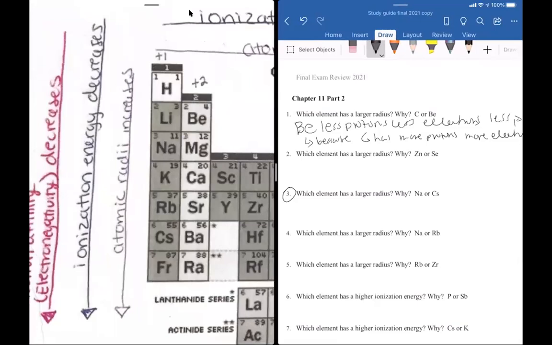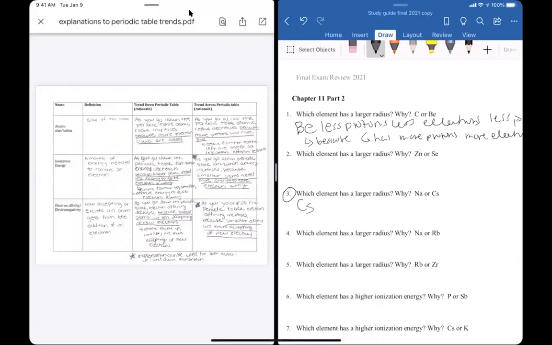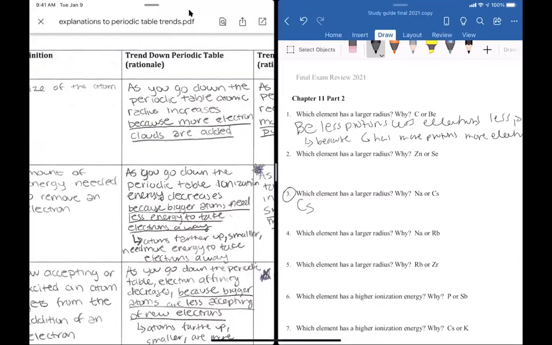Which one would be bigger, Na or Cs? Cs. Yes, Cs would be bigger. Now let's go to the explanations. Okay, so this one is as you go down the periodic table. It says as you go down the periodic table, atomic radius increases because more electron clouds are added. So that's exactly what you can add. Just say Cs because more electron clouds are added. And that's exactly as you can leave it. You can leave it as that.